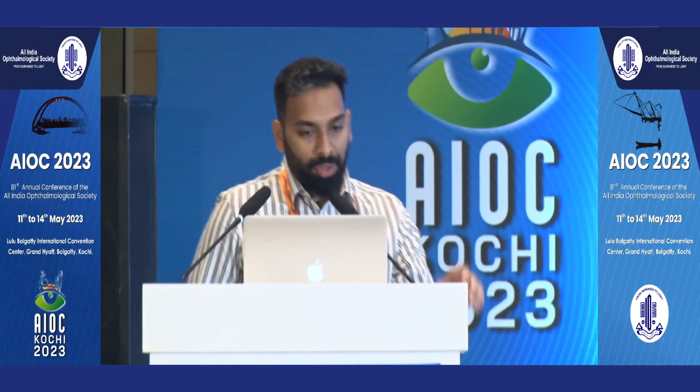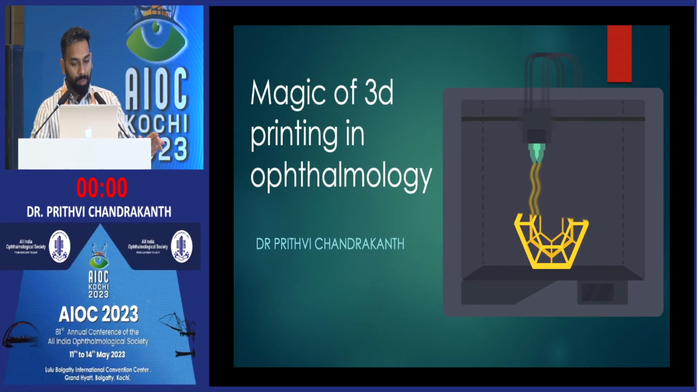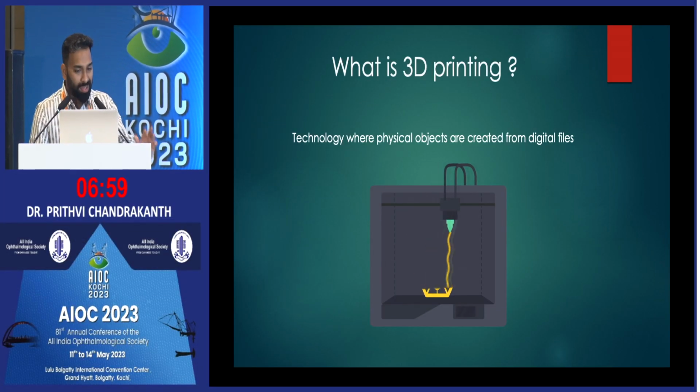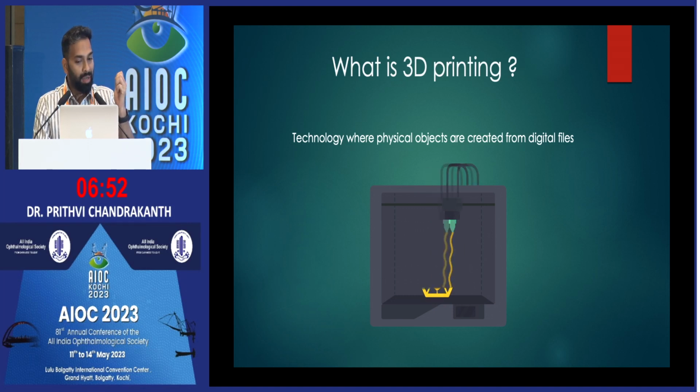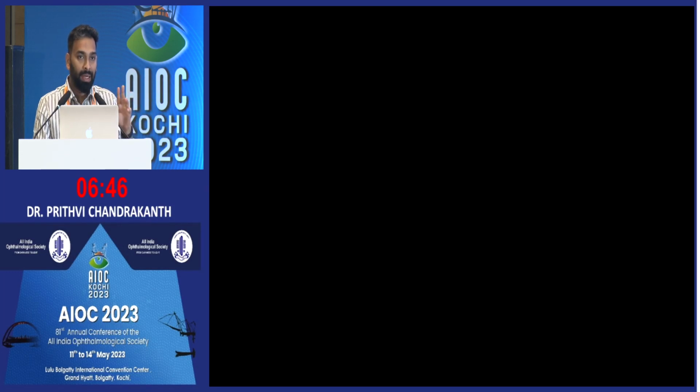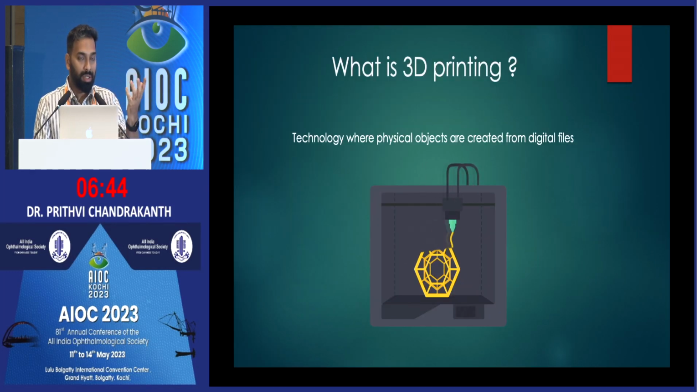I'll be talking about the magic of 3D printing in ophthalmology. So, what is 3D printing? Basically, it is a technology where we can build something really physical, like a physical object, with a digital file. So, you can design something in your laptop and then get it actually developed physically. You will get it as a physical object.